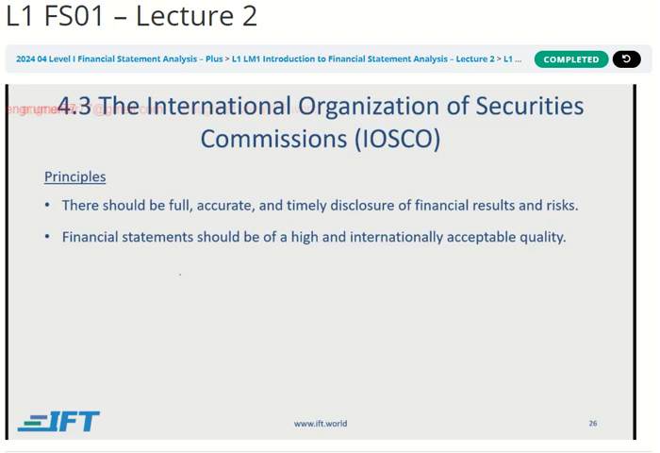Then we'll talk about the principles, that of course your financial results should be accurate and timely, right? And of course they should be full. So any information regarding financial results and the risks should be fully, accurately and timely disclosed, and it should be of standardized quality, which is as per the international or locally required standards.